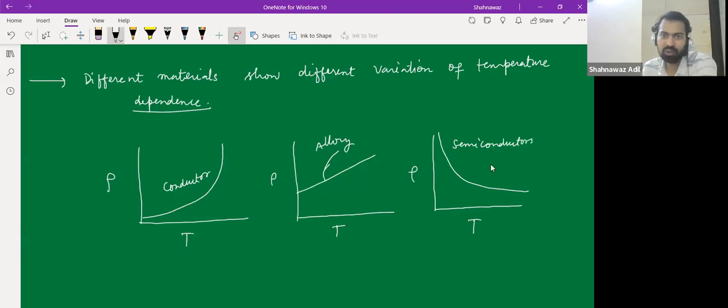So this is how the variation of the resistivity happens with the increase in temperature. We can see that for conductors and alloys, the resistivity is increasing, right? And for semiconductors, we see a very different variation of resistivity. It is not that important, but please note it down. In 1 or 2 mark questions, they can ask you this, right?